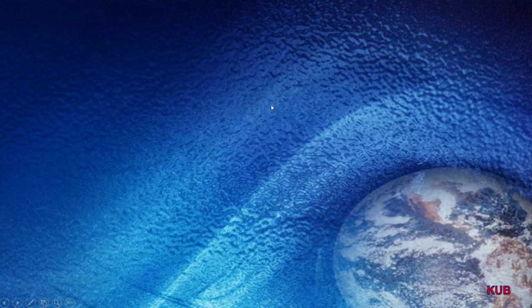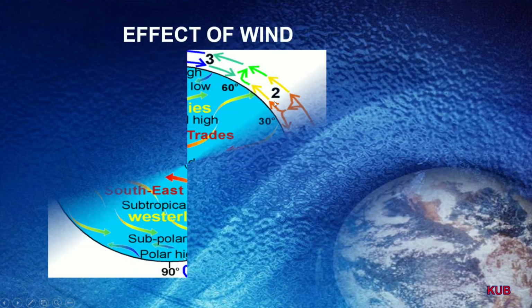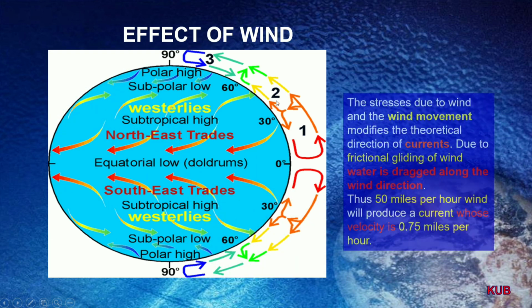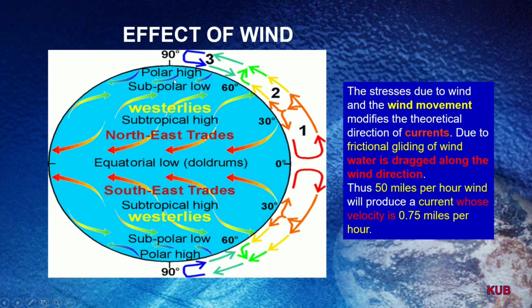Let's discuss the effect of wind. The stress is due to the wind and the wind movements. It modifies the theoretical direction of currents. Due to the frictional gliding of wind, water is dragged along the wind direction. Thus, a 50 miles per hour wind will produce a current whose velocity is 0.75 miles per hour.